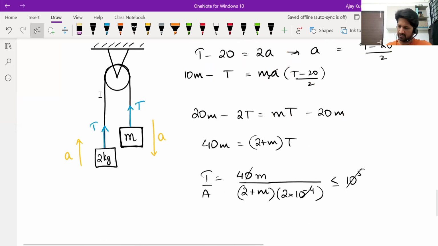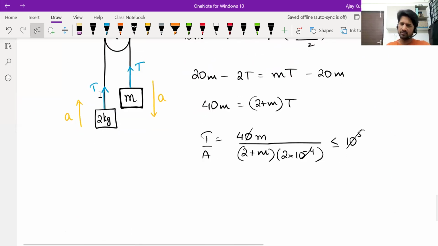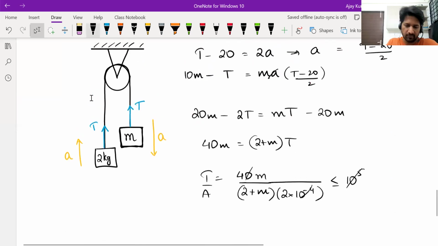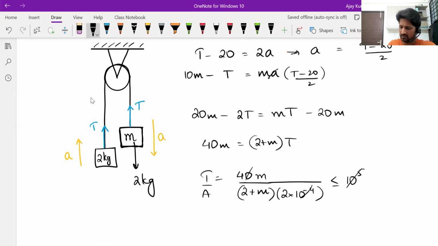Even when you solve it the other way, again, if you consider that m, then you will get the answer. So the maximum mass that you can place on the other side is 2 kg. For 2 kg, it may just be able to withstand. Anything greater than that, it will break.